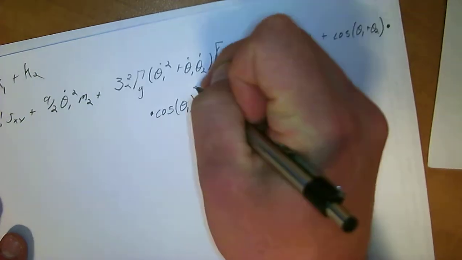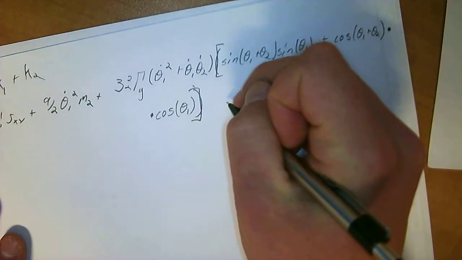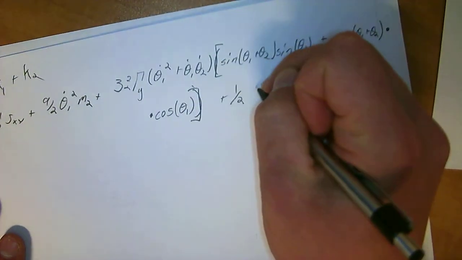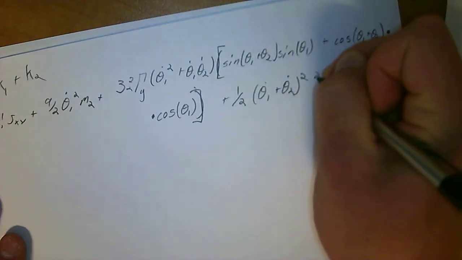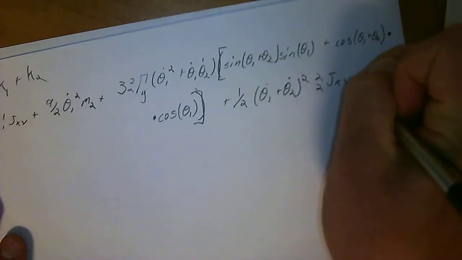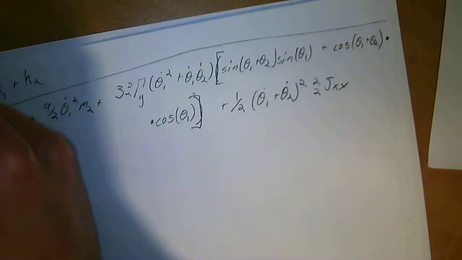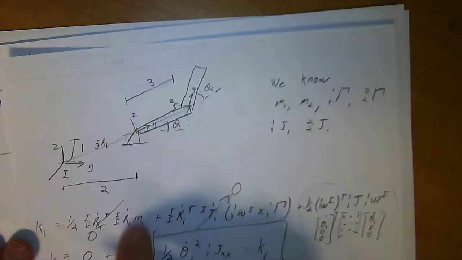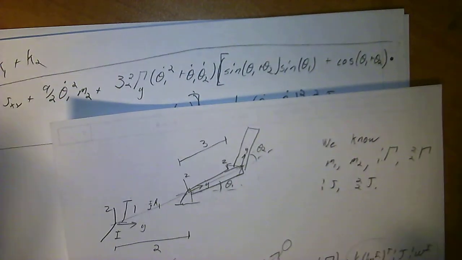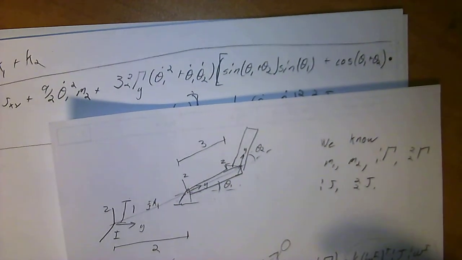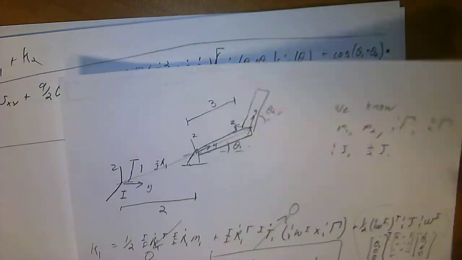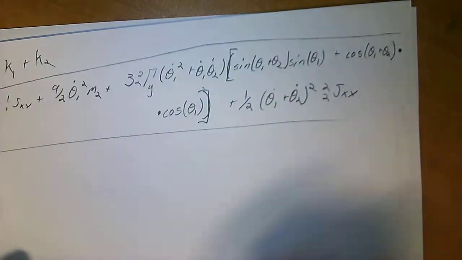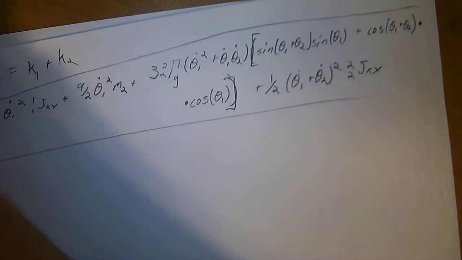I'll actually make this a square one, make that a little bit clearer, plus 1/2 of theta 1 dot plus theta 2 dot squared 2jxx. And that is your total and complete kinetic energy for this robotic system right there. Basically, you find the kinetic energy of each piece by using the equation that you can use based on the information that you have, and then you go to town solving matrix equations, basically, or vector equations.